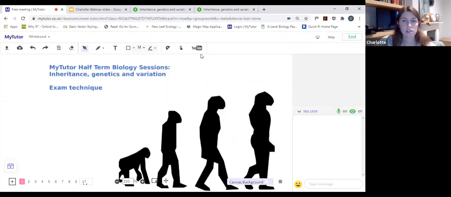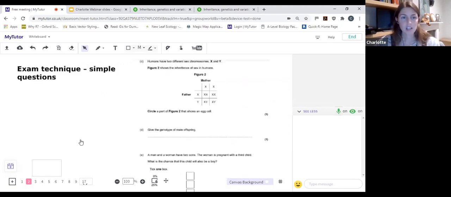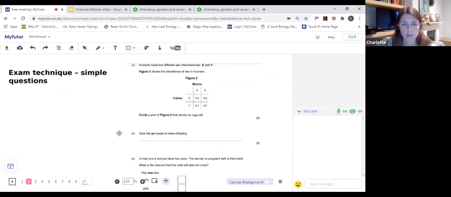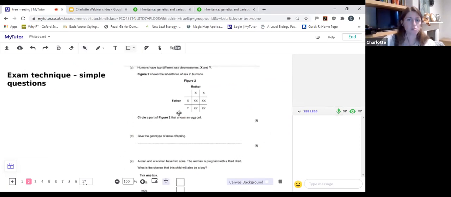Okay, so let's move on to today's content, or the second content of today. So the first types of questions that I thought we'd talk about are the simple questions. And we call them simple because normally you don't have to write too much to answer them, but they are very rarely simple in their content. So I've started with a genetics one. Excuse the small writing there. I hope that's okay. If anyone's having problems reading it, let me know and I will zoom in.